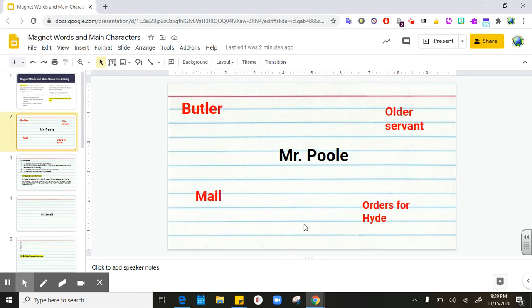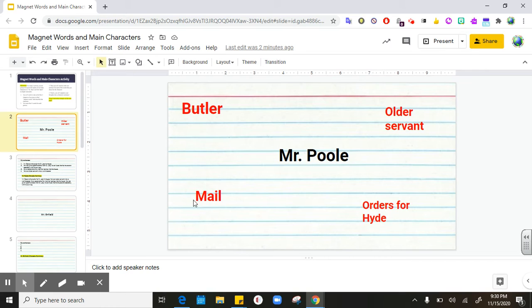We learned about our character, Mr. Poole, in chapter 1. Here we can see that I wrote down a few words about him. He was a butler, an older servant. There was something about mail. He had a conversation with Mr. Utterson about mail, so I wrote mail. And he also said that he had orders for Hyde.